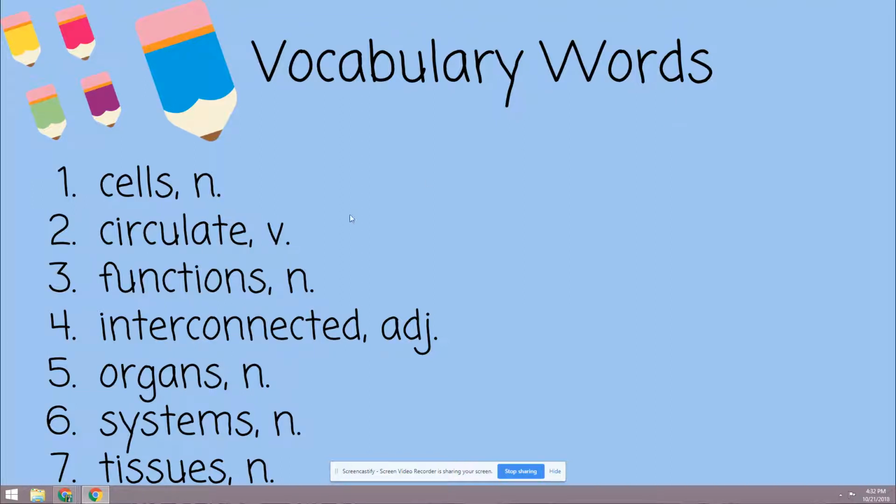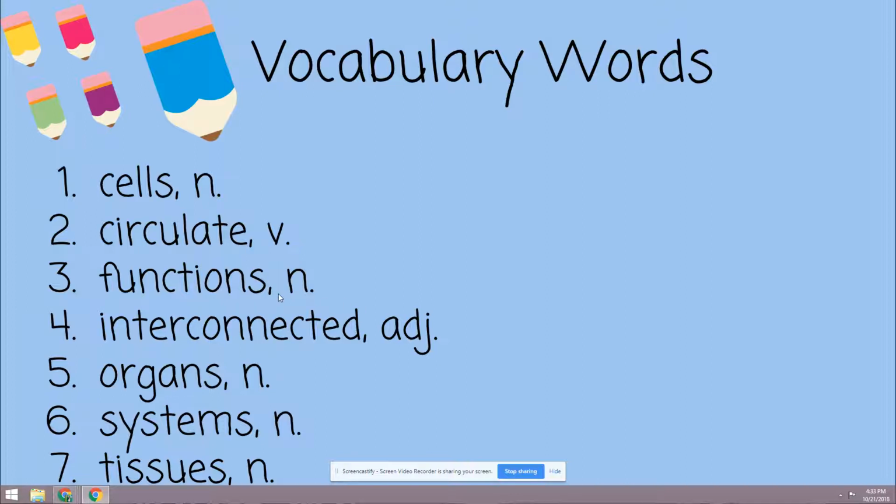Our next word, number 2, is circulate. It is a verb. Circulate means to move around in a loop or circle. An example would be that the steam and heat circulate throughout the pipes, keeping the room warm and cozy. Some variations to the word circulate could be circulates, circulated, and circulating.